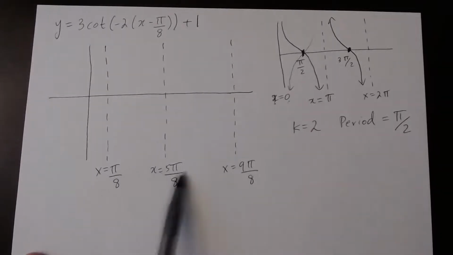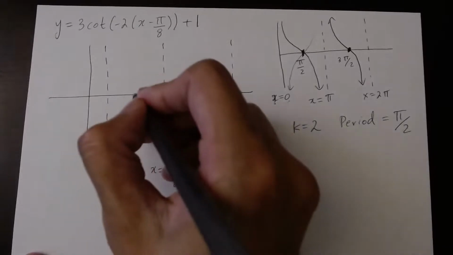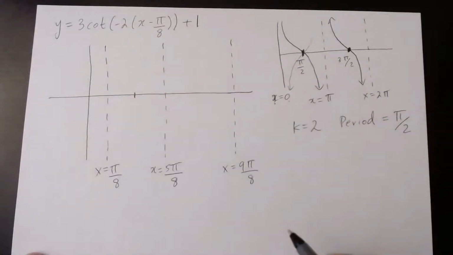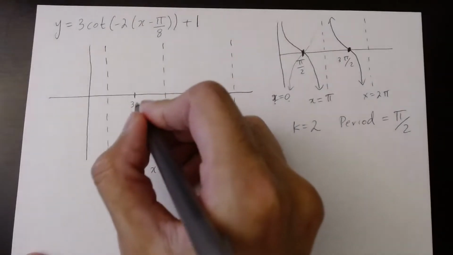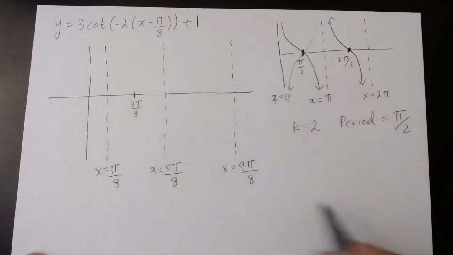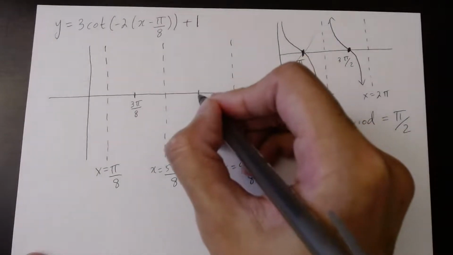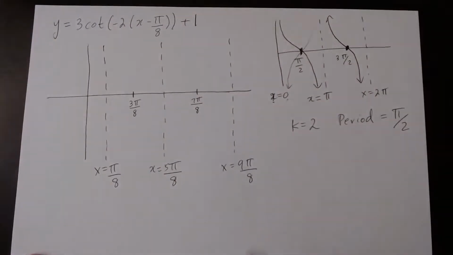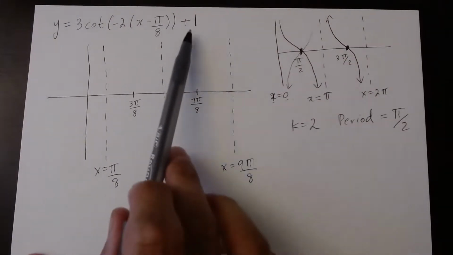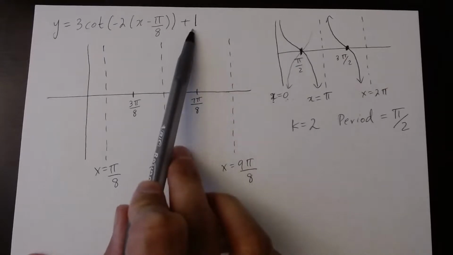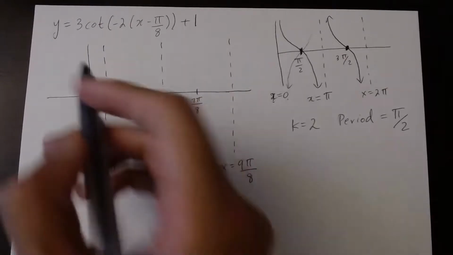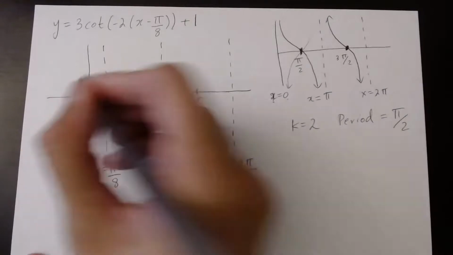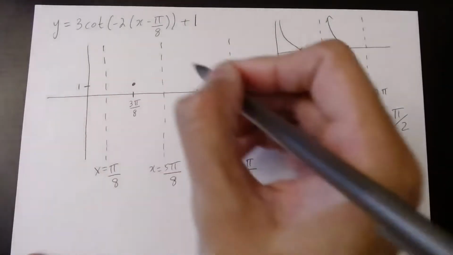Next, I'll do the midpoints of these two. So I'll add them, divide by 2, and that's going to be the x value of my key point over here. In this case, it's 3 pi over 8. And for this one, the midpoint is 7 pi over 8. The y value of the key point is shifted up by 1 unit in this case. I'm going to have a y value of 1, and these are my two key points.